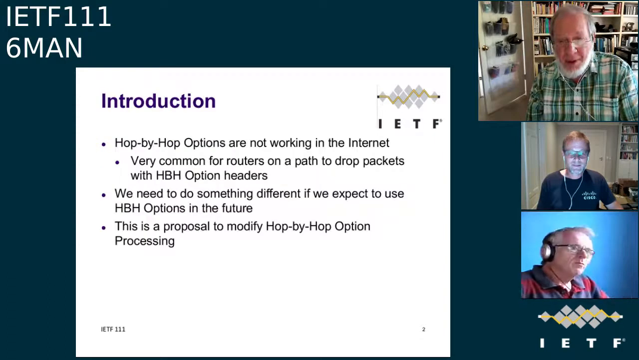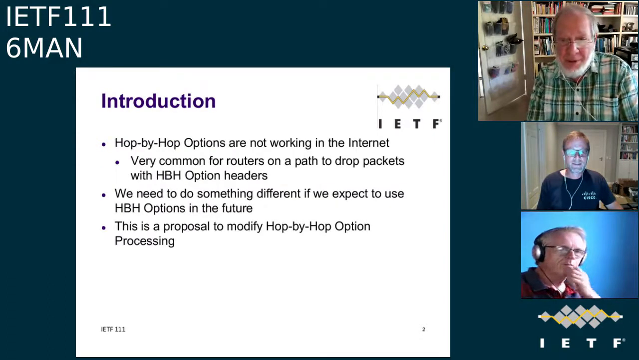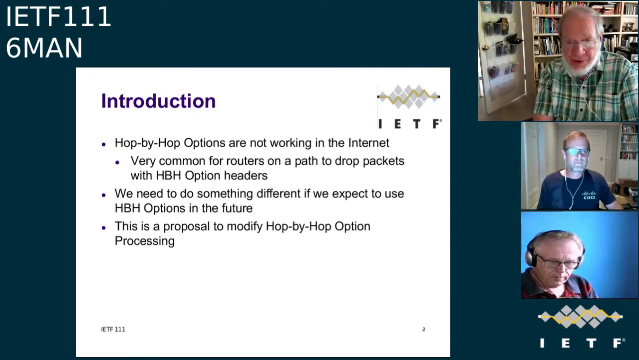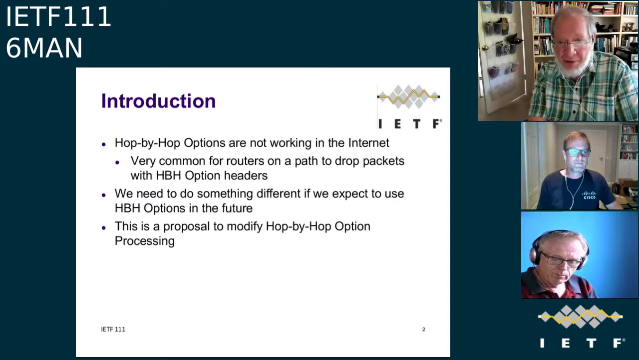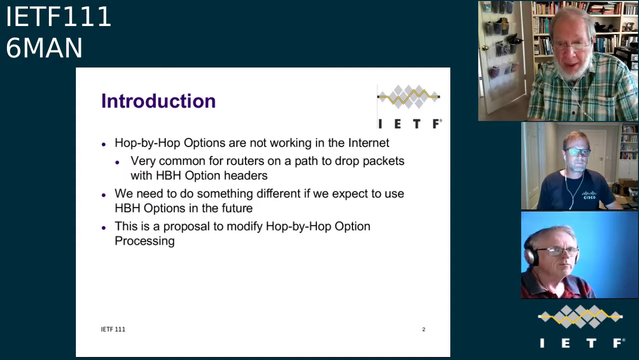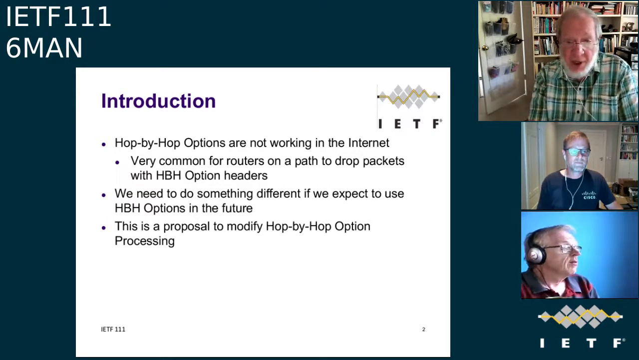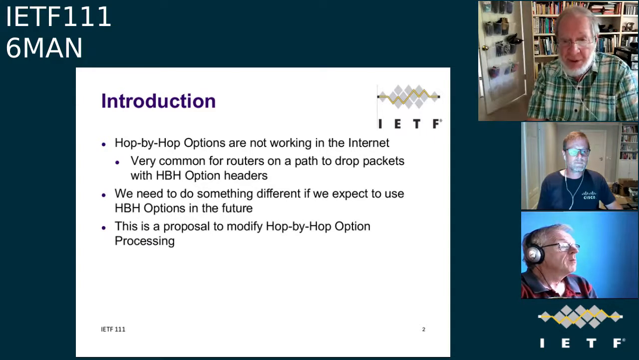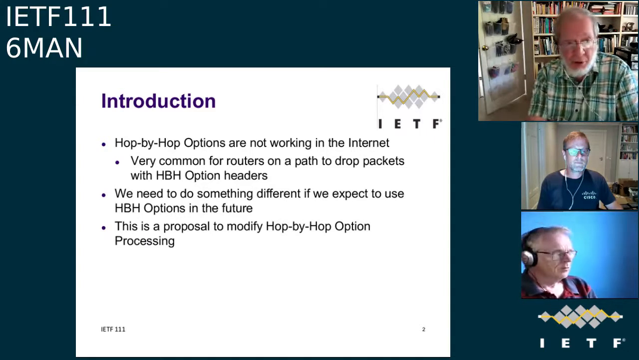So I guess I can do the introduction. As I think is very well known, hop-by-hop options are not working very well on the internet. It's very common for routers to drop packets with hop-by-hop options. It's probably a great firewall feature. And so the conclusion here is we need to do something different. We expect hop-by-hop options to be useful in the future. And anything we do is not going to magically change the internet instantly. It's going to be a long-term thing.